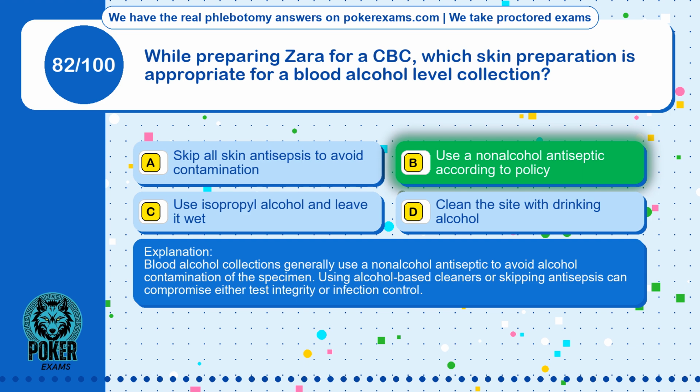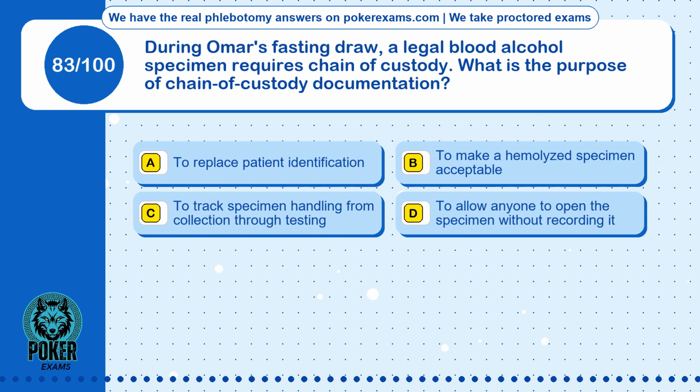Question 83. During Omar's fasting draw, a legal blood alcohol specimen requires chain of custody. What is the purpose of chain of custody documentation? Option A. To replace patient identification. Option B. To make a hemolyzed specimen acceptable. Option C. To track specimen handling from collection through testing. Option D. To allow anyone to open the specimen without recording it.